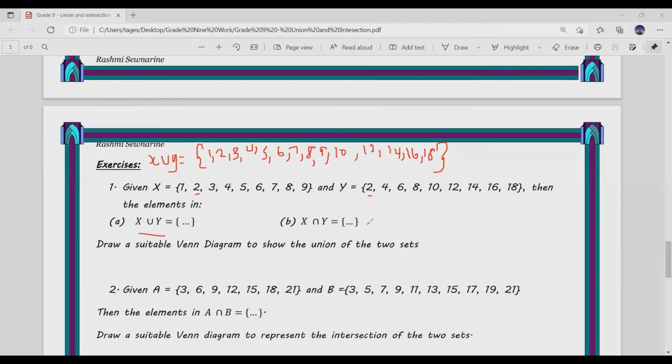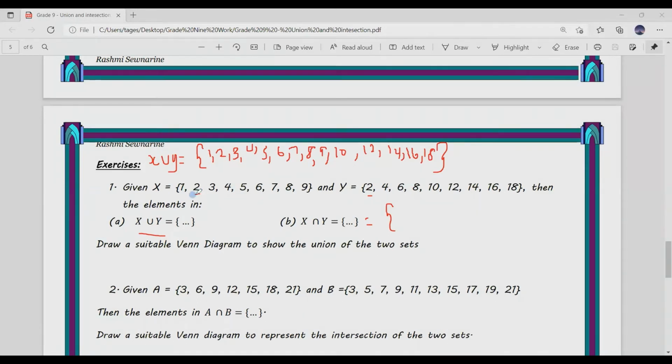Now, X intersect Y is completely different. We established that intersection is something that is in common in both of the sets. So let me just change the color. Let's use the blue color. Good. So what is common in the two sets?